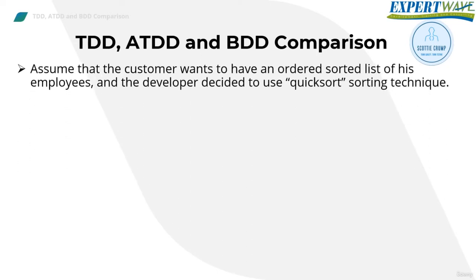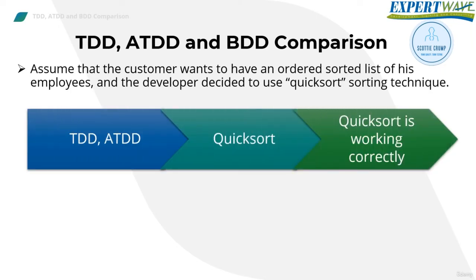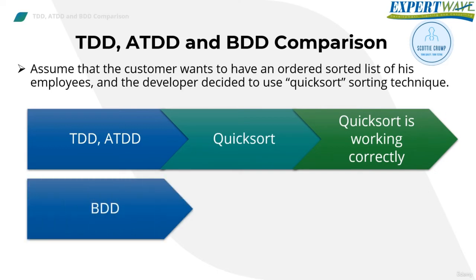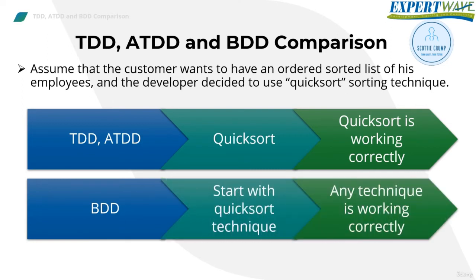Now, let's assume that the customer wants to have an ordered sorted list of his employees, and the developer decided to use quicksort as a technique for sorting the employees. In TDD and maybe ATDD, we will care about making sure the quicksort technique is working correctly. In BDD, the test will care more about the end result of the program execution, that the employees were sorted. No matter what technique was used, that is a big difference.